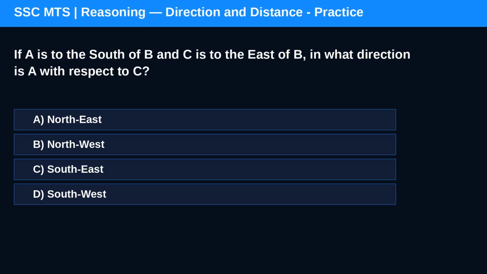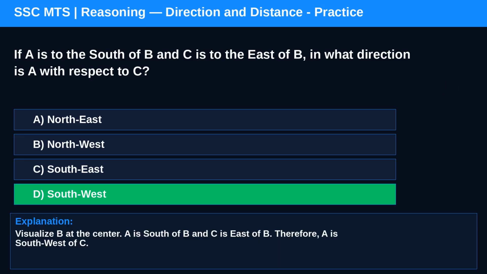Question 12. If A is to the south of B and C is to the east of B, in what direction is A with respect to C? Option A northeast, option B northwest. Correct answer is D. Visualize B at the center. A is south of B and C is east of B. Therefore, A is southwest of C.